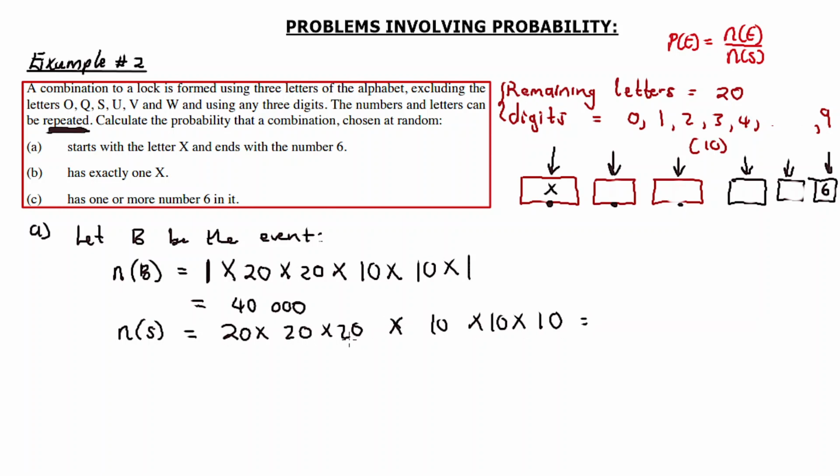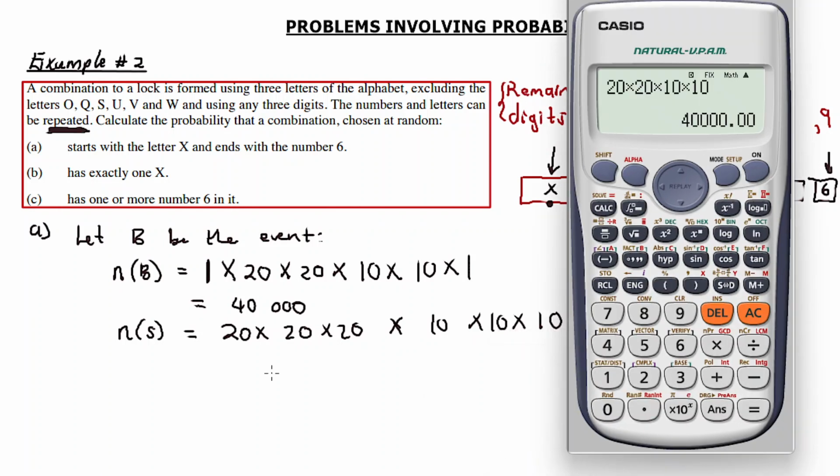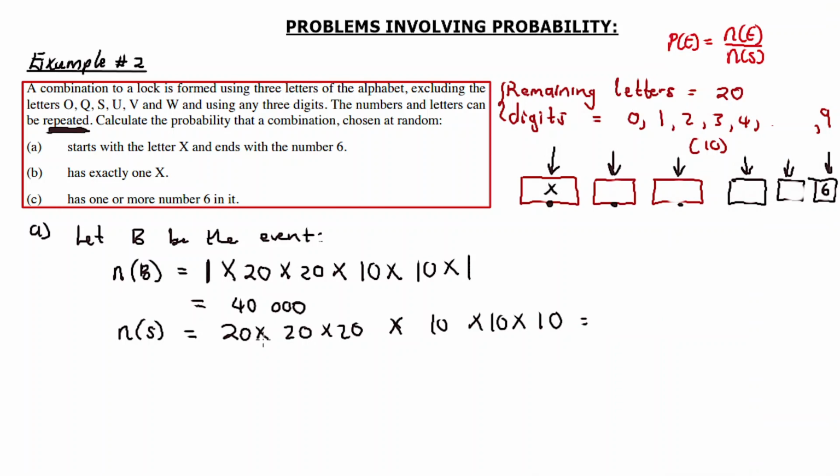2 times 2 times 2, isn't it 8? 2 times 2, that's 4. It's 8. So it's about 800,000, times 10. 8 million. Yeah, not 800,000. 1, 2, 3, 4, yeah, it's 8 million.